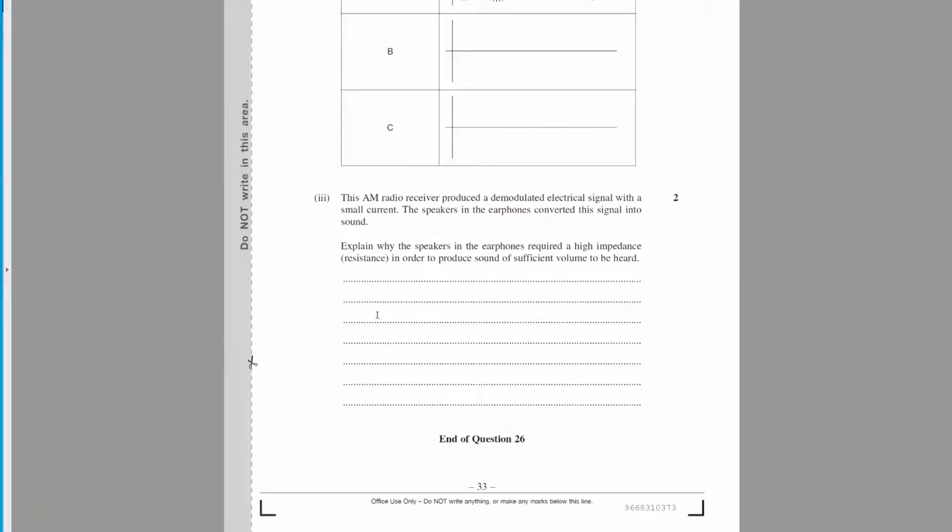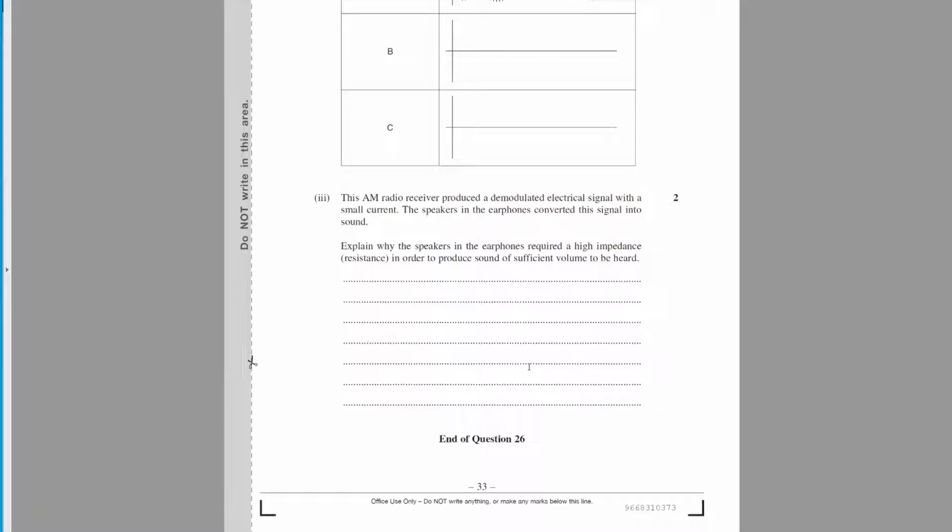Okay, this AM radio needs a speaker. Why do speakers have high impedance? Why do they have high resistance? In order to produce sound of sufficient volume. The best way I can think to say this is that power equals I squared R, which means that if the resistance is low, the power will be low, and if the power is low, we won't be able to hear anything. That's the best answer I can give.